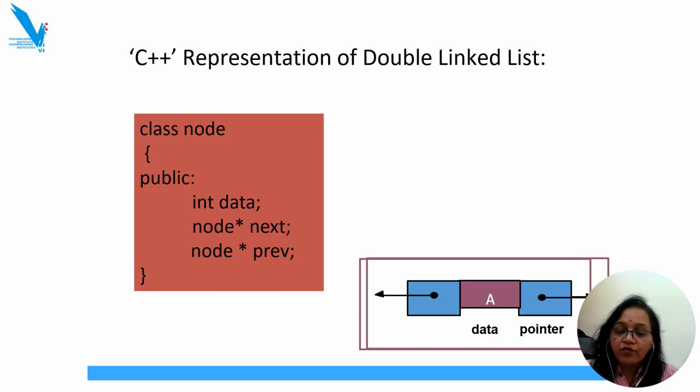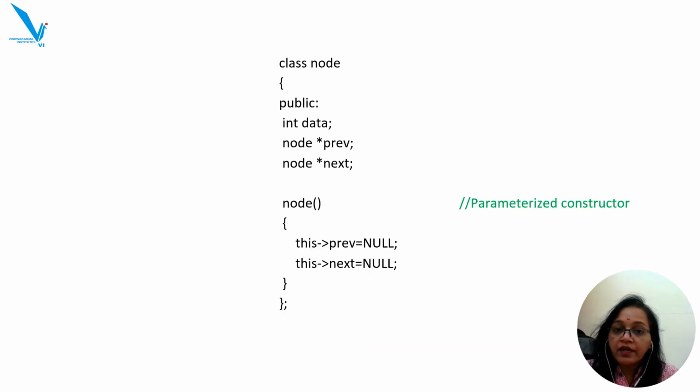Now we can create one node with the help of this, and we need a linked list. So let us define the node with a constructor. Class node, integer data, node star previous and node star next. Then we will have one default constructor, in which I have made both the pointers null. When you create a single node, obviously both the pointers will be pointing to null.